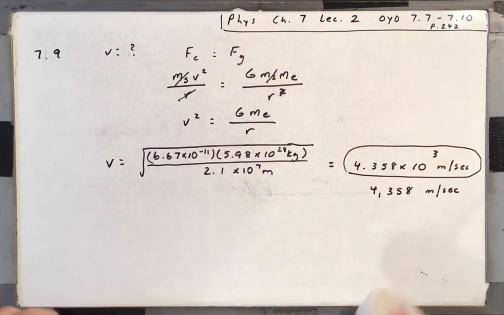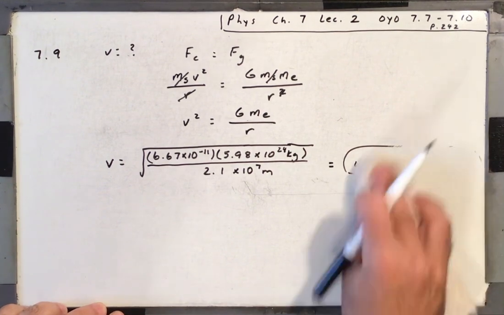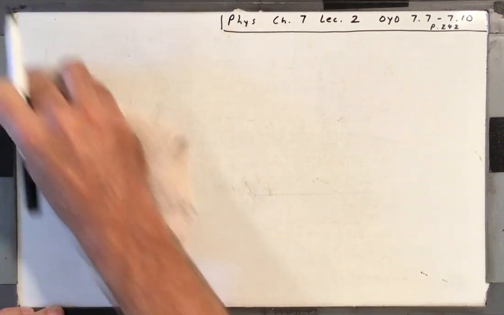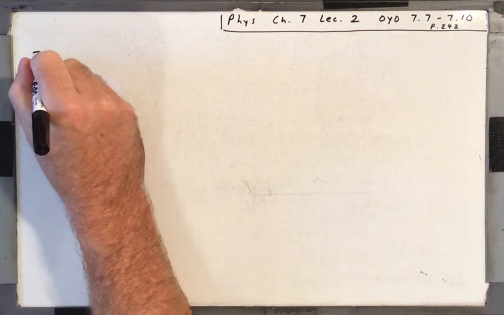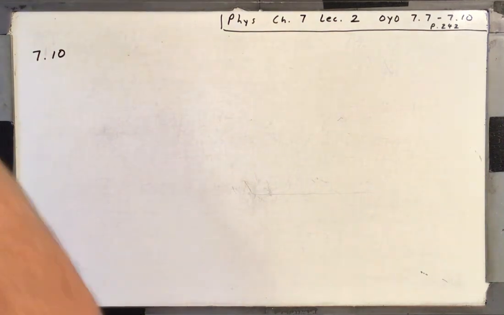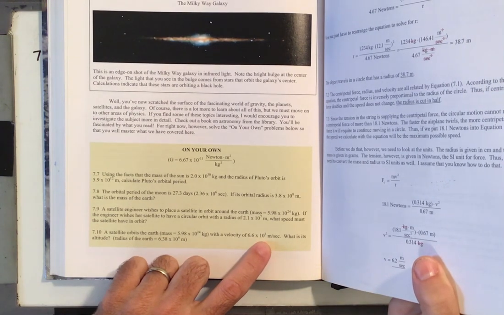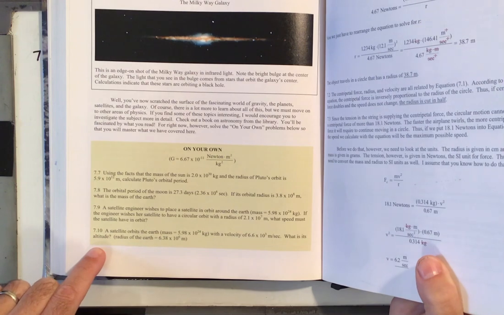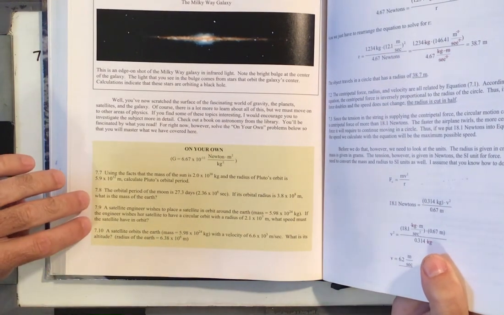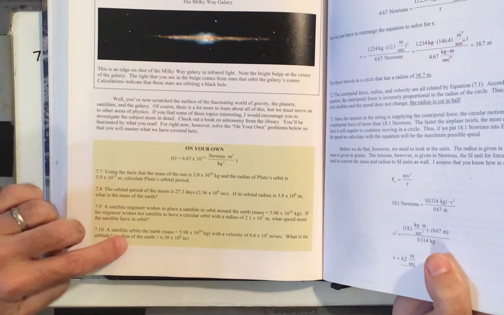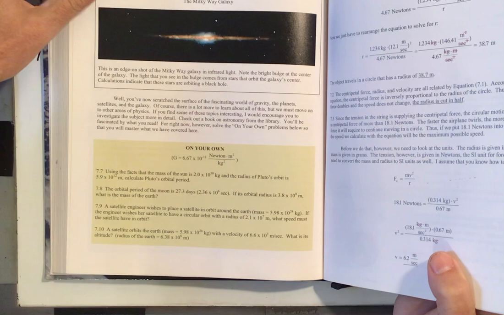All right, last on your own problem of this chapter. Number 10 says a satellite orbits the Earth with a velocity of 6.6 times 10 to the 3rd meters per second. What's its altitude? Well, if we get the radius of the satellite's orbit, we can subtract the radius of the Earth and get the altitude. So let's solve for radius.